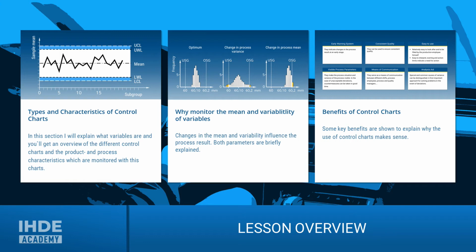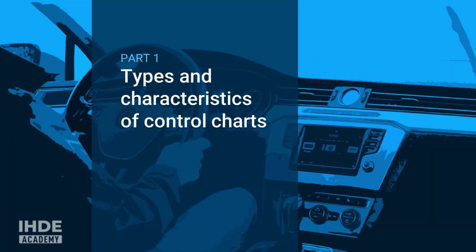This lesson is divided into 3 chapters. In the first chapter, we provide an overview of the various control charts and their characteristics. In the second chapter, we look at why and how the process spread and the process location is monitored. In the final chapter, we discuss some of the benefits of using quality control charts. Let's start with the different types and characteristics of control charts.